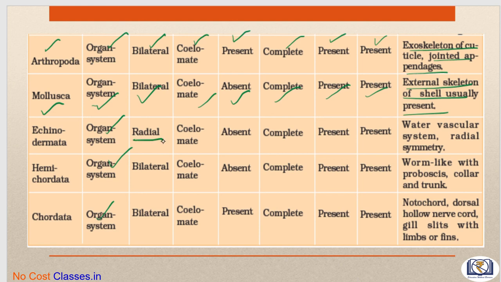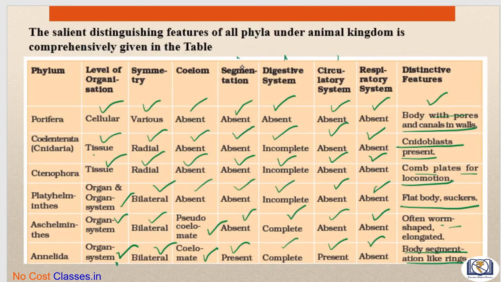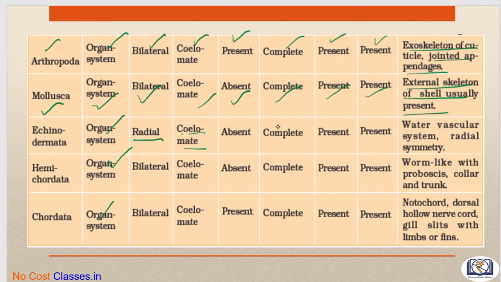Echinodermata: they have radial symmetry. The coelomate, then which is absent here, you tell me now. Segmentation, where is it present? It is present in annelids only, okay? Now, the digestive and circulatory system are definitely complete and present. Segmentation is not present, which means the division into metameres. Then water vascular system, and the radial symmetry.